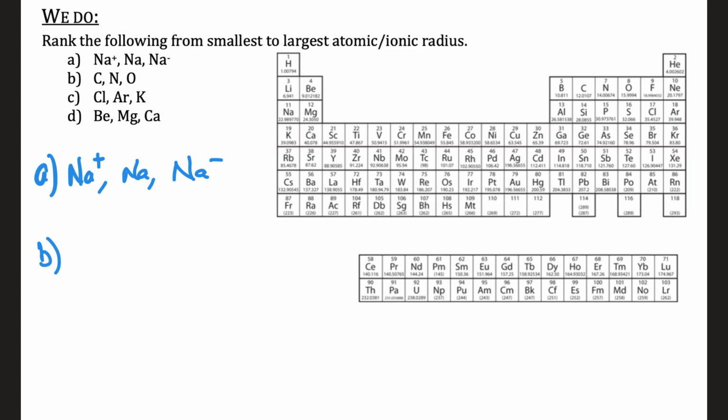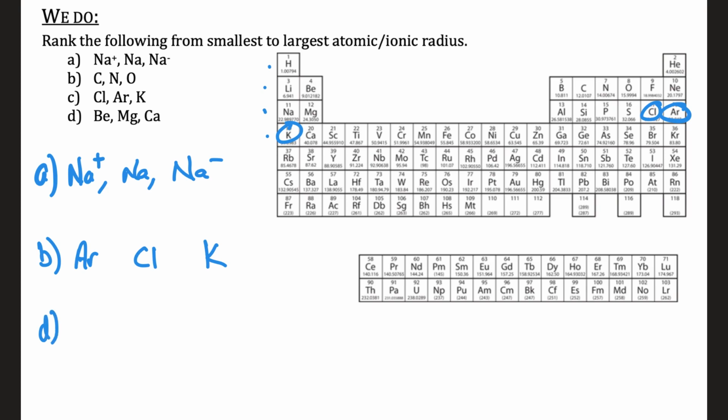Chlorine, argon, and potassium. Well, which one is the largest? Well, potassium should be the largest because it has 1, 2, 3, 4 shells. So I'm going to put potassium down here on the end. Which one's going to be the smallest? Is chlorine or argon going to be the smallest? Now, argon should be the smallest. It's got more protons than chlorine does. So chlorine will be in the middle.